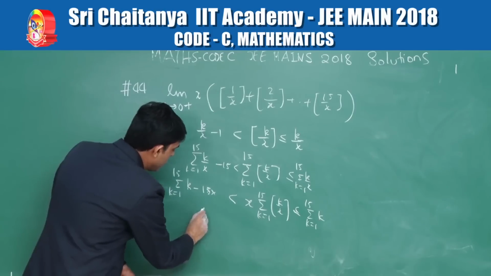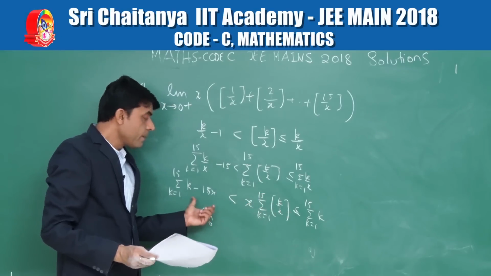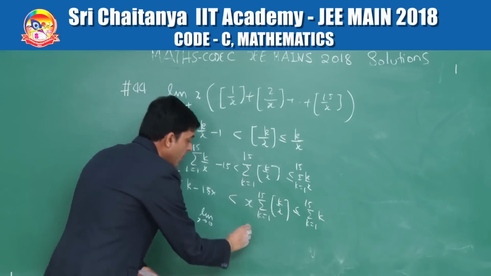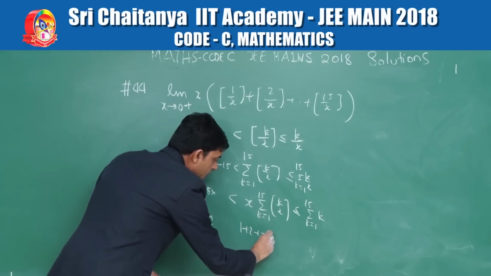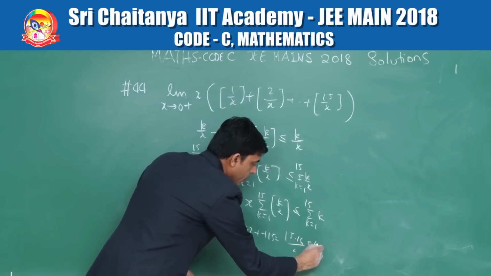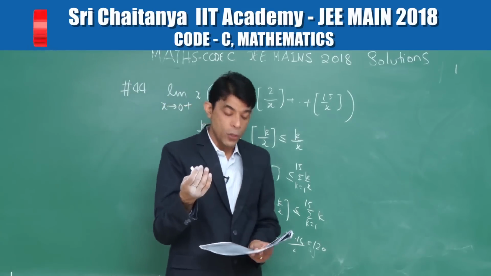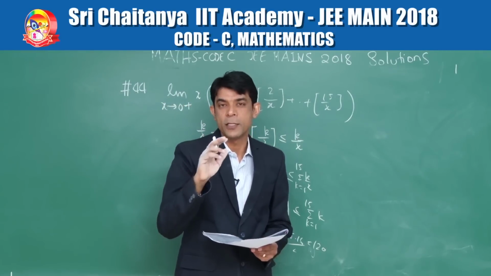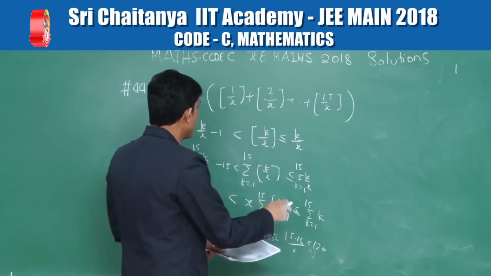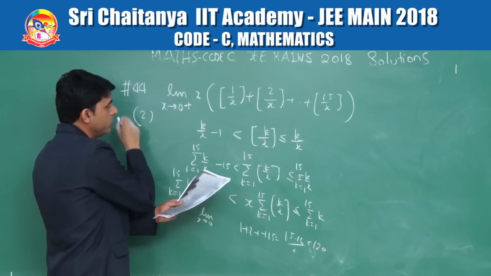When you pass to the limit, as x tends to 0, on both sides the limit happens to be the sum of the first 15 numbers, that is 1 plus 2 up to 15, so that is 15 into 16 over 2, that is 120. And so by what we know as the sandwich principle, also called the squeeze play theorem, we get the result as 120. So the limit happens to be 120 and the answer happens to be 2.